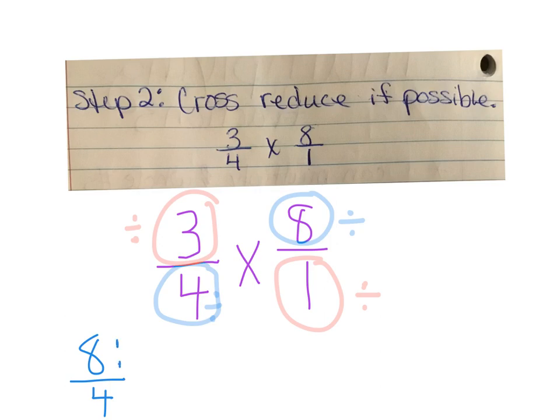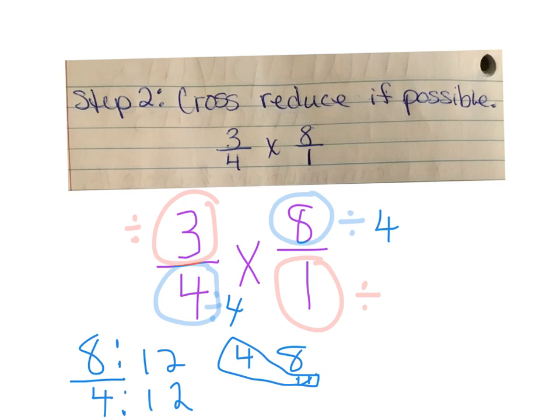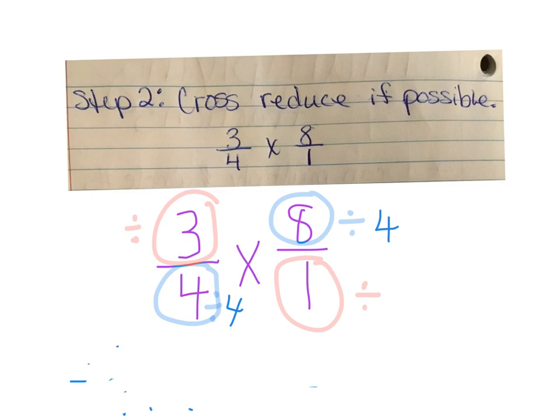Well, to make 8, I can do 1 times 8, or 2 times 4. To make 4, I can do 1 times 4, or 2 times 2. Well, I see that they have 4 in common. They're both factors. So I can say, hey, let's divide both the top and the bottom by 4. And then I can cross. That will give me a good cross reduction. So if I do that, 4 divided by 4, this is going to cross reduce to 1. And 8 divided by 4, this is going to cross reduce to 2.